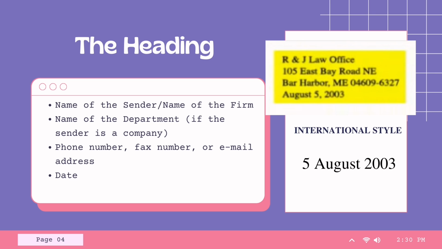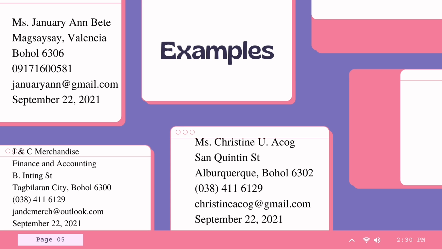There are six essential parts of a business letter. First is the heading. The heading contains the return address with the date on the last line. Sometimes it is necessary to include a line before the date with a phone number, fax number, or email address. Often there is a line skipped between the address and the date. The international style of writing the date is to write the day, followed by the month, and then the year. Here are some examples of the heading.